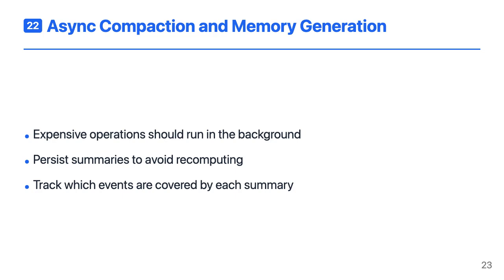Summarization and other compaction steps can be computationally expensive. To keep the user experience snappy, you want to run these operations asynchronously in the background. Once a summary is generated, you persist it so you don't pay the cost again. It's also important to track which original events are represented in each summary. That way, you can avoid sending both the raw events and the summary to the model, and you maintain a clear mapping between the compacted and full histories.